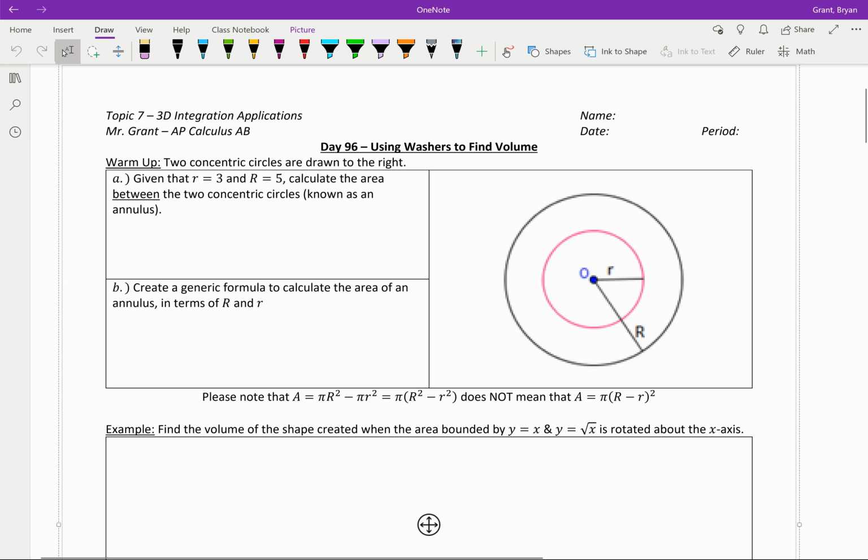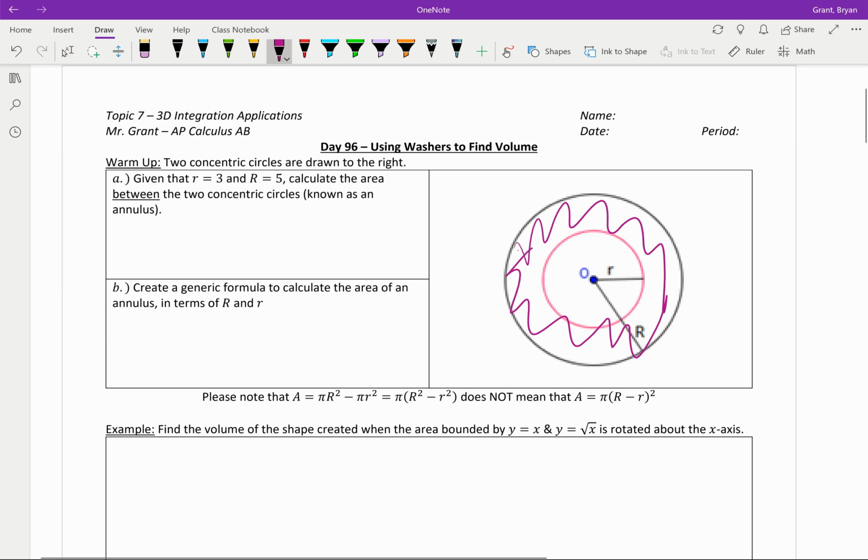So our warm-up today to build on that is going to introduce us to the idea of an annulus. An annulus, or sometimes called a donut, is when you have two concentric circles, concentric meaning one inside the other, and you're asked to find the area between those two circles. So it's going to be this area right there. See that donut? So you're asked to find the area of that outer ring, or the ring in between your two circles.